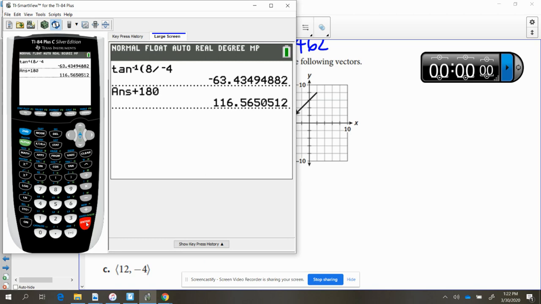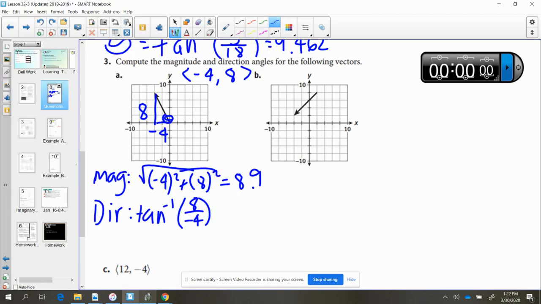So really, we're at 116.6 degrees. So just going to be careful on that. All right, so there's your magnitude, there's your direction.